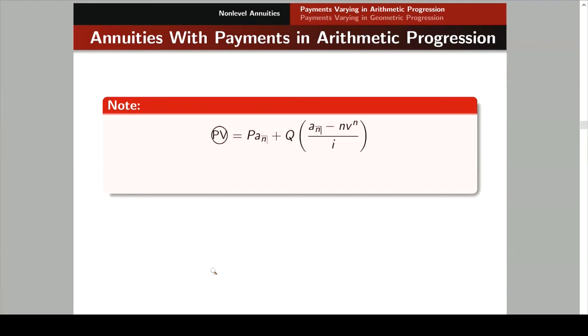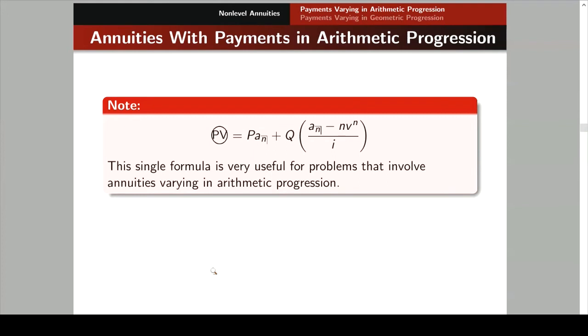So, sinulat ko ulit dito yung na-derive nating formula kanina. So, with this single formula, okay, you can solve any annuity problems that involve series of payments that vary arithmetically. Okay? So, ganun ka-powerful ang formula na ito. So, better memorize this formula. Again, this is the formula in getting the present value of an annuity immediate with payments in arithmetic progression.